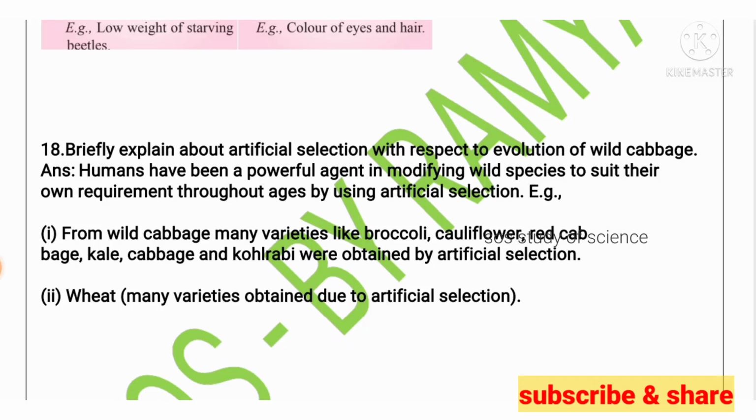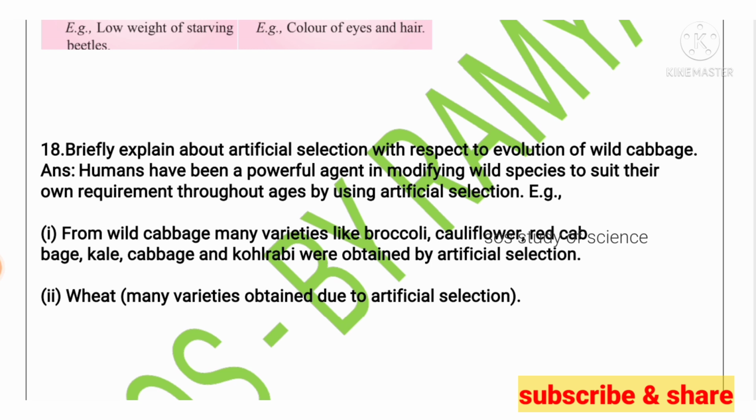Next question, briefly explain artificial selection with respect to the evolution of wild cabbage. Most of you forget to study artificial selection because it is at the end of the lesson. Dear students, when we talk about evolution, you must know all the evolutions. Humans have been a powerful agent in modifying wild species to suit their own requirements through the ages by using artificial selection. Why do we call it artificial? Because it happens with the involvement of human beings.